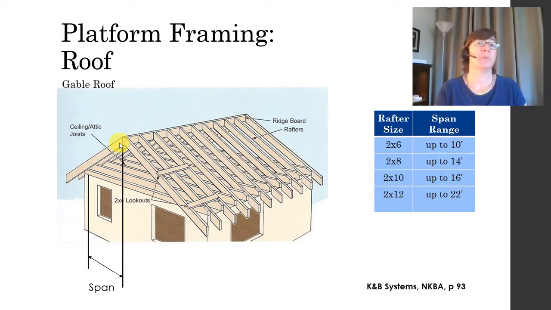Take a look at your textbook. They go into the differences between the two. Right now we're looking at the ridge board framing. And here are some rules of thumb for a rafter span. 2 by 6, 8, 10, or 12. You can span wider distances with the larger members.